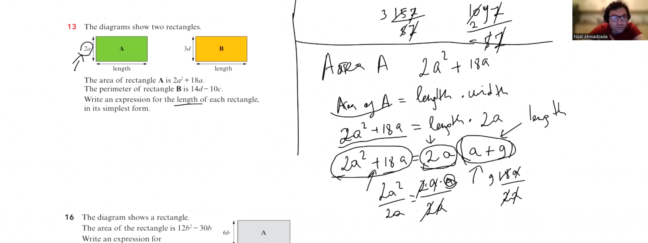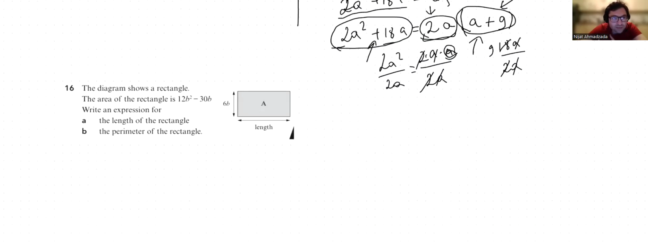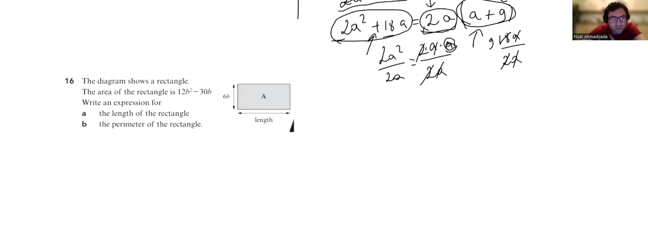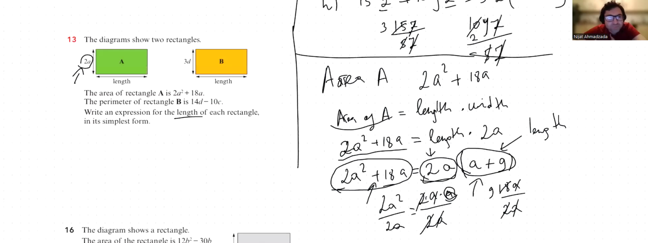I think you can do part B yourself. And yeah, the last question is also the exact same. Then we will do part B for fun.